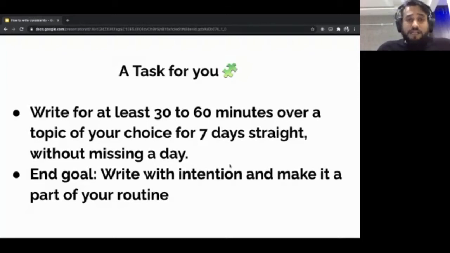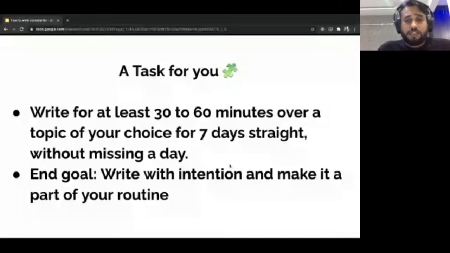Of course, you'll have to start with a topic. So I would say write what you know. Don't think too much about a topic. Don't research too much, but just stick to a topic. Just choose one. Don't spend too much time on choosing one topic, and keep on writing for 7 straight days.